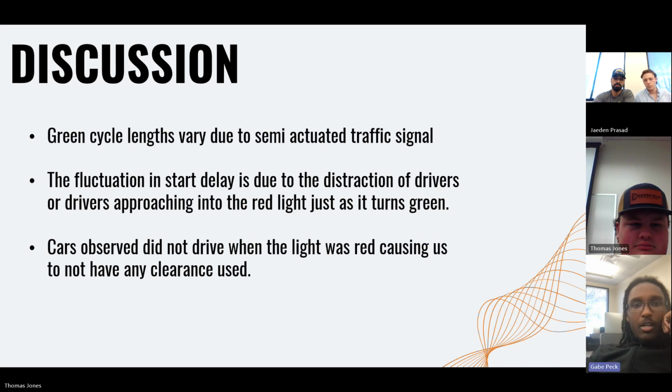For our discussion, our green cycle length varied due to semi-actuated traffic signals. The fluctuation in start delay is due to the distraction of drivers or drivers approaching the red light just as it turns green. Cars observed did not drive when the light was red, causing us to not have any clearance used.